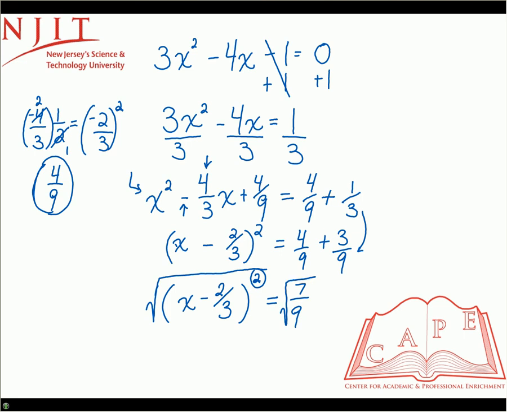Then the square root of a square just gets rid of the squared. So on this side we just simply have x minus 2 over 3. And then don't forget that once you take the square root, it includes both positive and negative. So on the right side we have plus or minus the square root of 7 over 9. Okay, I'm going to continue this on the next page.